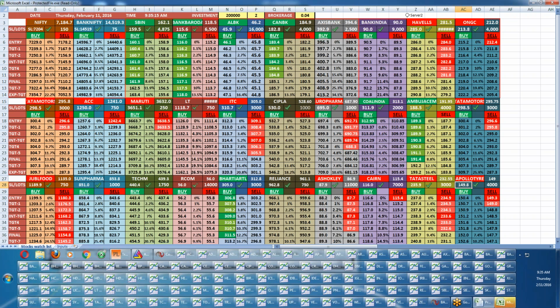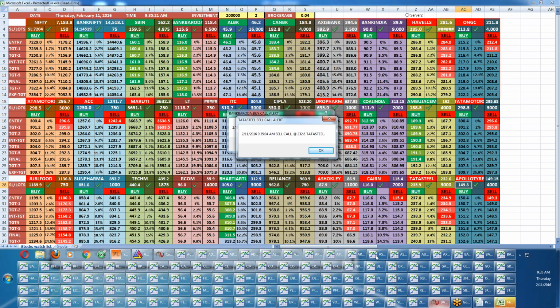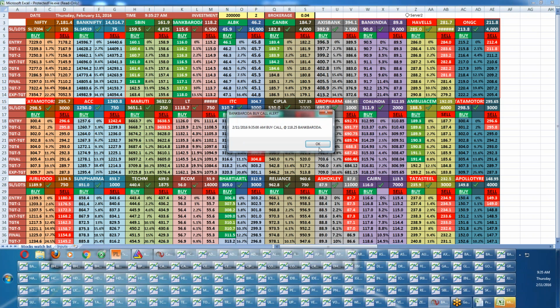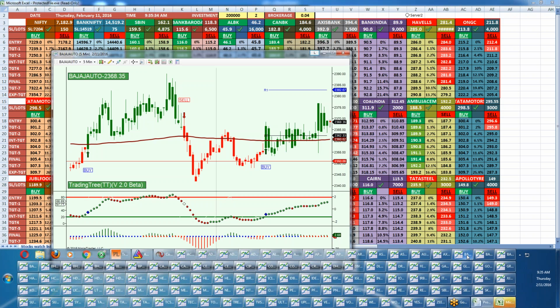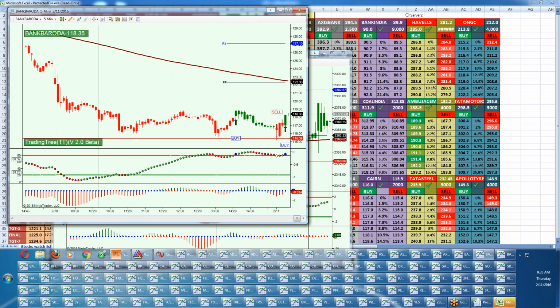So we were talking about Bank of Baroda. So here we go. So we have Tata Steel sell and Bank of Baroda buy. So we have a confirmation even in our trading tree also. So that's one of the reasons why I always say that you should have a combination of both. So you'll be able to trade better and you'll be able to maximize your profits.